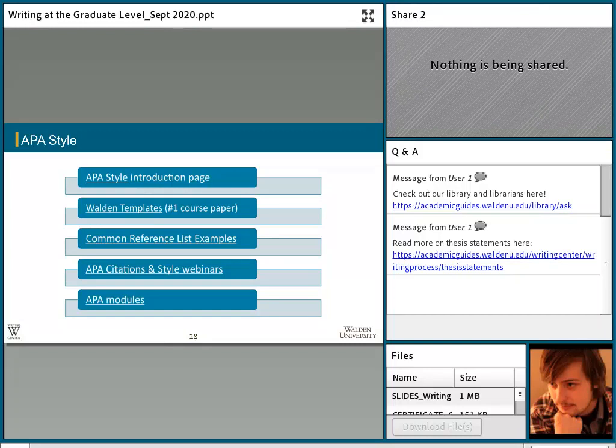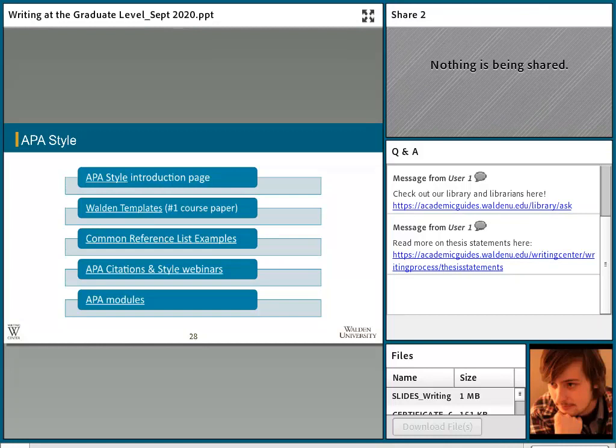Walden templates are templates that we offer to help students in formatting their entire document in APA style. It has pre-set formatting for students to then put their writing into. These can be really helpful also.